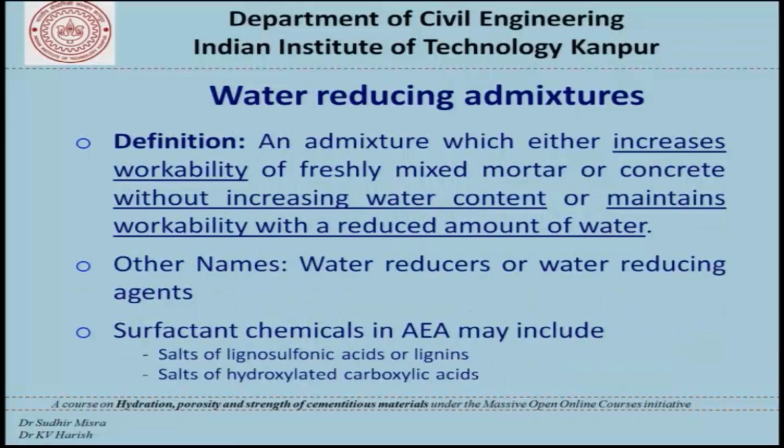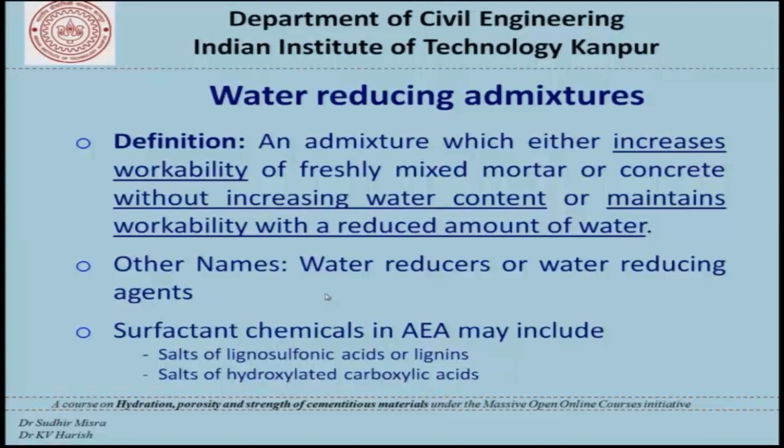For now, we are heading on with the second category, water reducing admixtures. The definition of water reducing admixture as per IS 9103 is as follows: water reducing admixture is an admixture which either increases workability of freshly mixed concrete or mortar without increasing water content, or maintains workability with a reduced amount of water. Other names such as water reducers or water reducing agents are also used instead of water reducing admixtures.